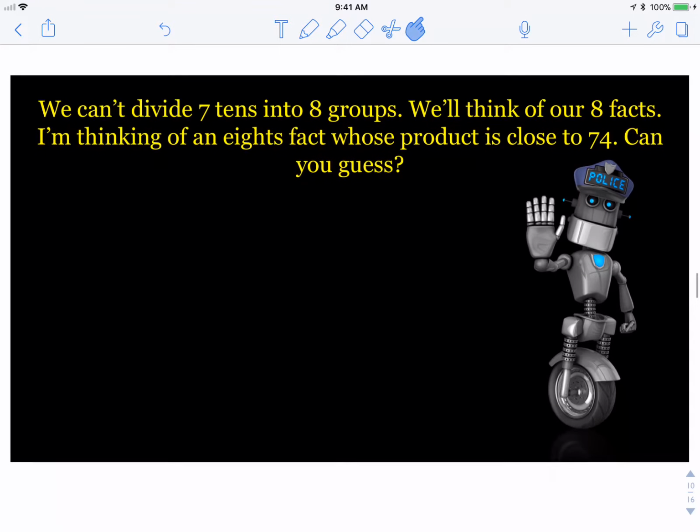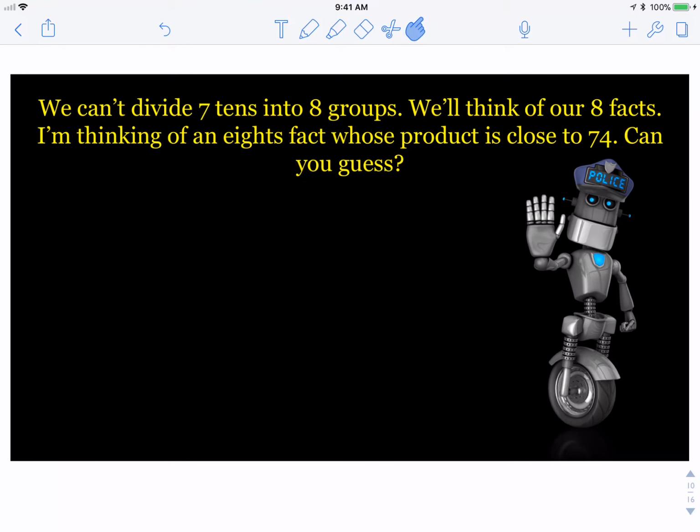We can divide 7 tens. We can't divide 7 tens into 8 groups. We'll think of our 8 facts. I'm thinking of an 8's fact whose product is close to 74. Can you guess? So, what is 8's fact whose product is close to 74?